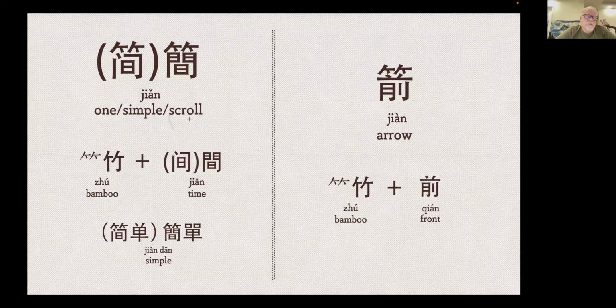So when you see this bamboo on the top, it always has something to do with bamboo, but sometimes it's not clear. What does simple have to do with bamboo? What does a scroll have to do with bamboo? So you have to remember that the ancient Chinese wrote on bamboo strips. And so it has something to do with reading. And one bamboo strip is simpler than a scroll of bamboo strips.